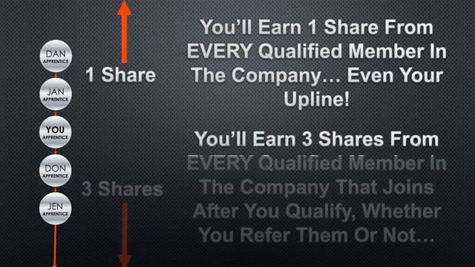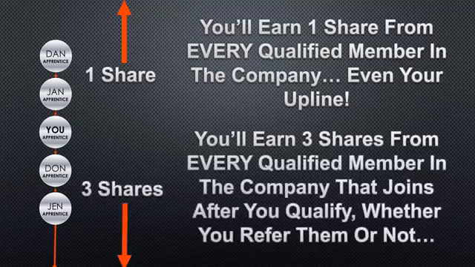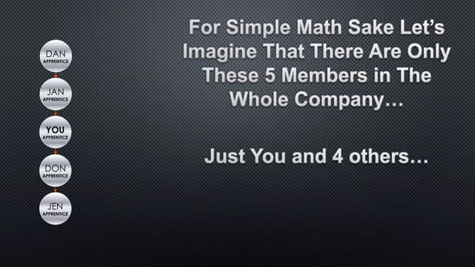Here's how it works, okay? You'll earn one share. This is how it can guarantee you get paid, so pay attention. You'll earn one share from every qualified member in the company, even people in your upline, even people who aren't even in your line, who happen to fall into the infinity line, whether above you or below you. You will earn 1 share from every person above you who came in and qualified before you.